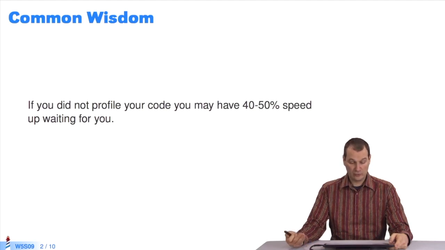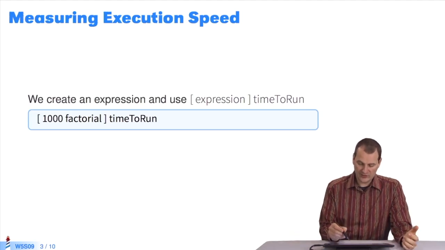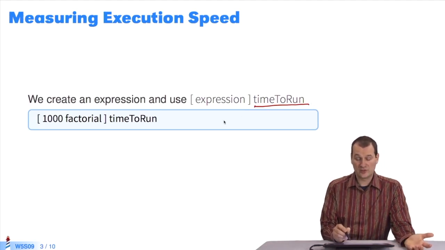I'm not convinced. I don't know. I've no proof. But I can show you the tools in Pharo for doing this profiling. The first expression in Pharo is timeToRun. It's a message we send to a block, which will give us the runtime of an expression.